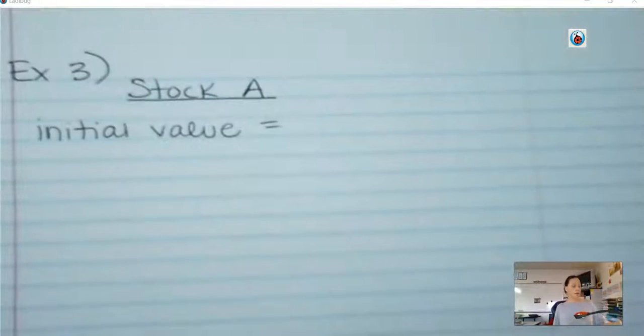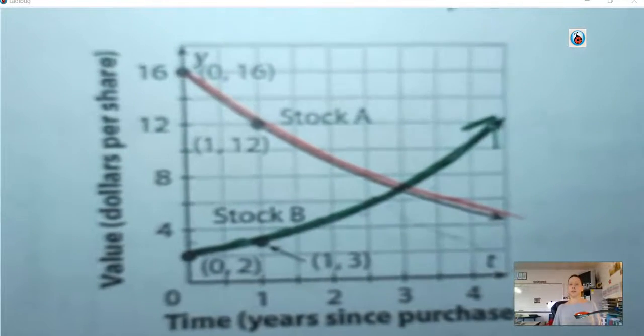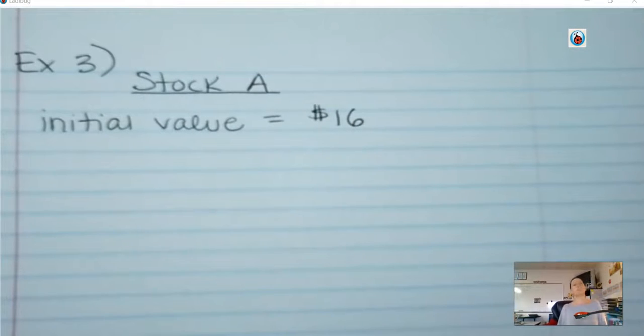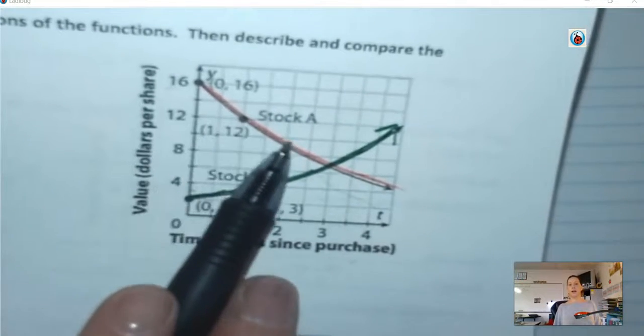First we have to write the initial value. That's how much you purchased the stock for. For stock A, I'm asking about the y-intercept. That's when you first bought it. In 0 years since you purchased it, the value of stock A was up here at 16. So stock A was $16 per share when you bought it. Then it's coming down in value, so you should get a value that's less than 1, because it's a decay.